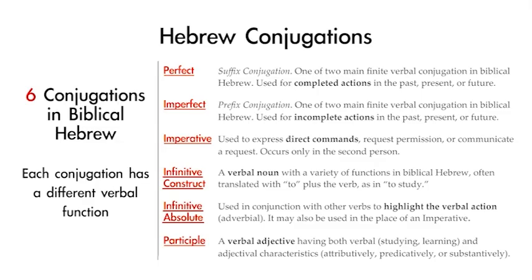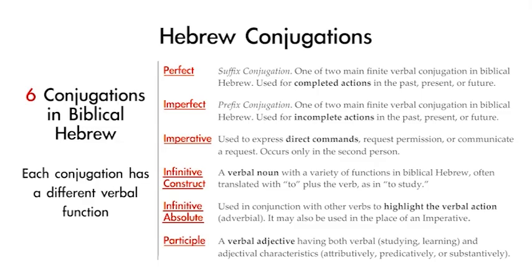Next, we move to the imperative, and the imperative is used to express direct commands, request permission, or communicate a request. The imperative only occurs in the second person. Down to the 4th conjugation, the infinitive construct. The infinitive construct is a verbal noun with a variety of functions in Biblical Hebrew, often translated with to plus a verb, as in to study, just like in English. Then there's the infinitive absolute, used in conjunction with other verbs to highlight the verbal action. It's often got an adverbial nuance. It may also be used in the place of an imperative.